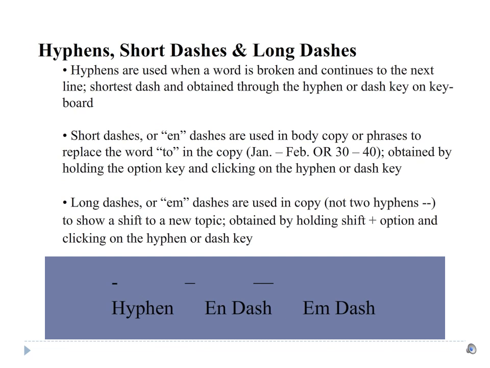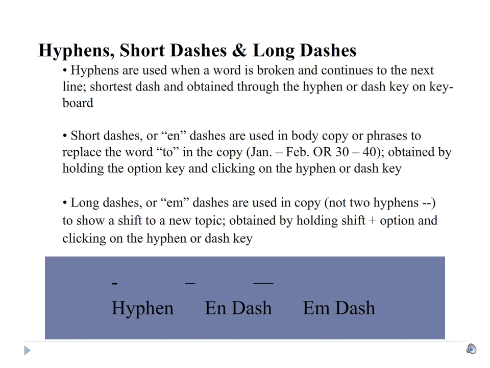In design, we often use three types of dashes: the hyphen, the en dash, and the em dash. We will now go over the usages for each. Hyphens are used when a word is broken and continues to the next line. It's the shortest dash and obtained through the hyphen or dash key on the keyboard.